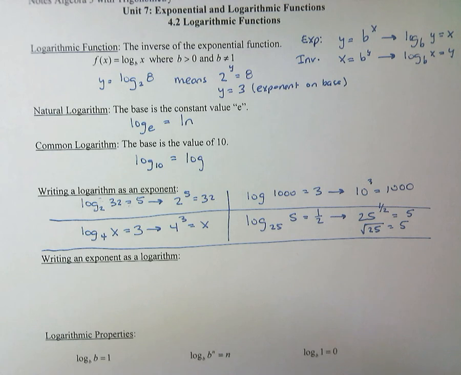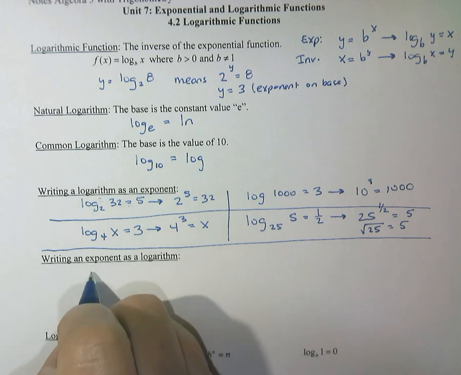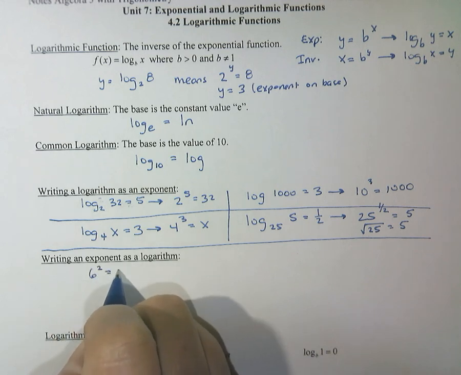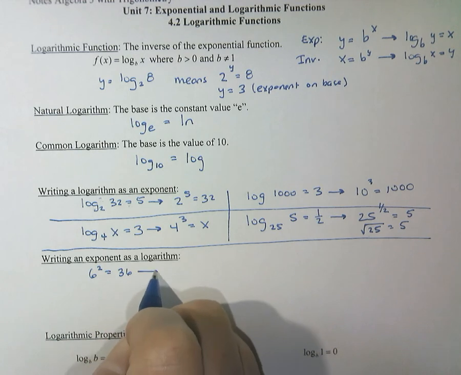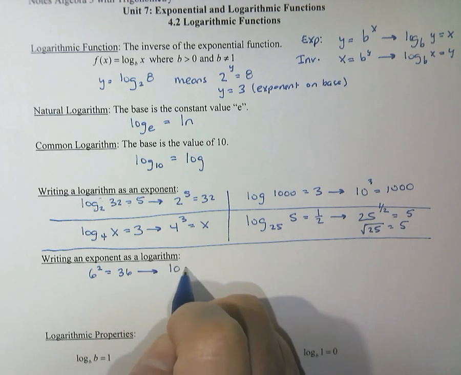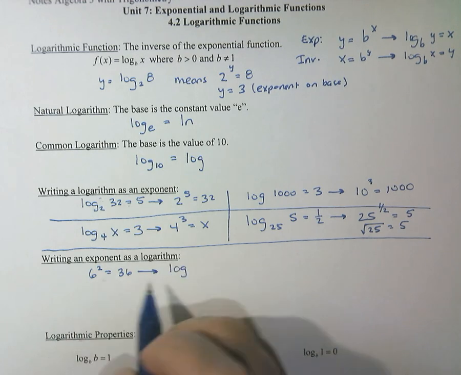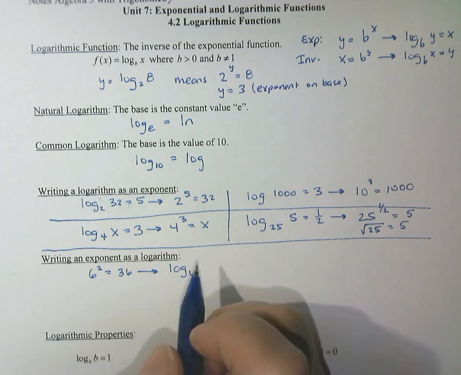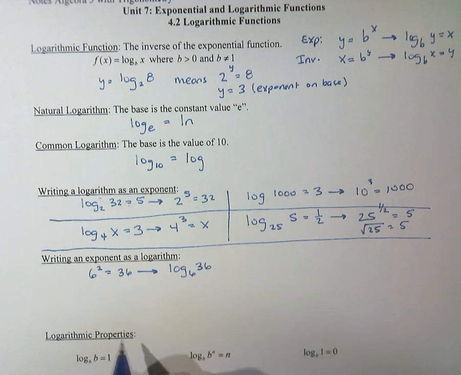Now if I start out with an exponent and I want to rewrite it as a logarithm, it's the same process, just reverse order. So my first example would be 6 squared equals 36. That's exponential form. I'm going to write log. My base is 6. The value is 36, and it equals the exponent.